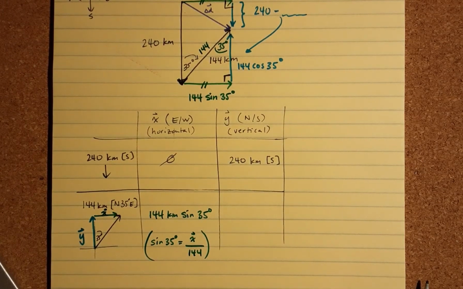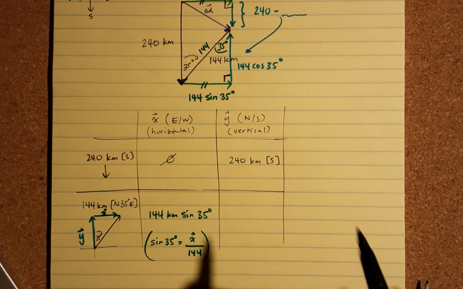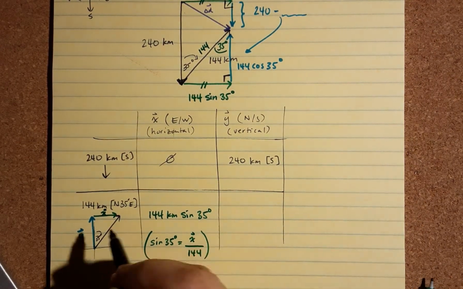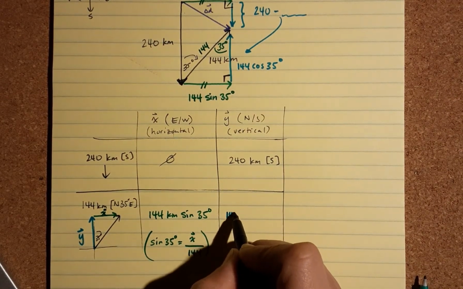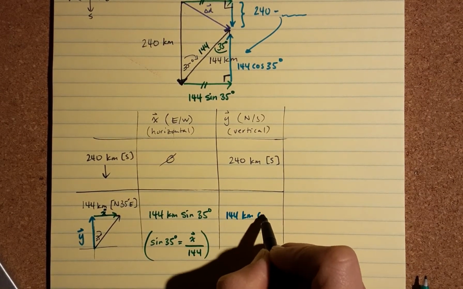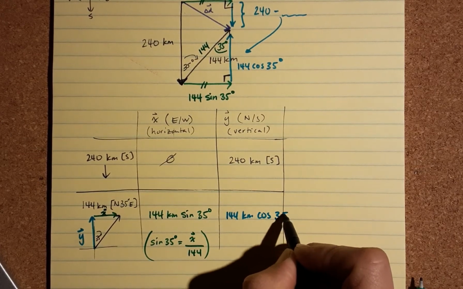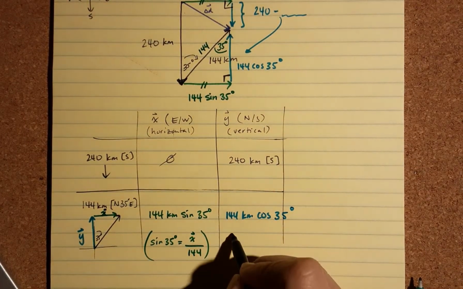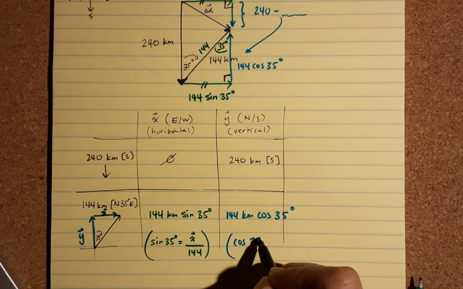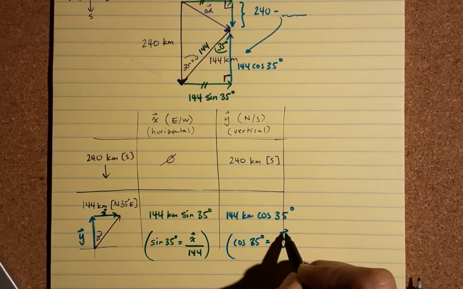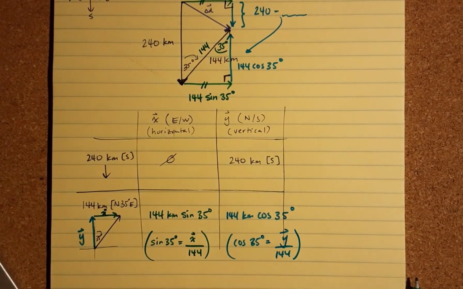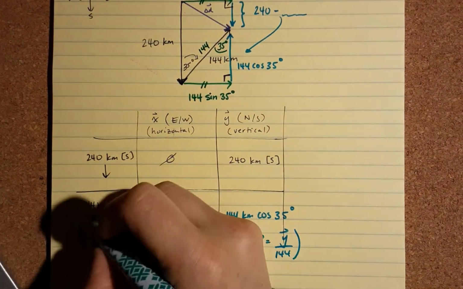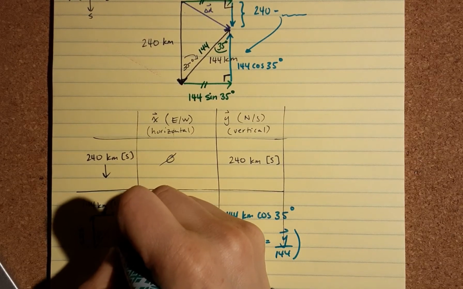Okay, so now let's do Y. If I look at Y, and you don't have to color code and all this, I'm just doing this hopefully to make it more understandable for you. So this is the adjacent side. So this is going to be 144 kilometers, and this is going to be cos of 35 degrees. Where did that come from? That came from cos of 35 degrees equals Y over 144, right? Because the hypotenuse is 144 kilometers right there.